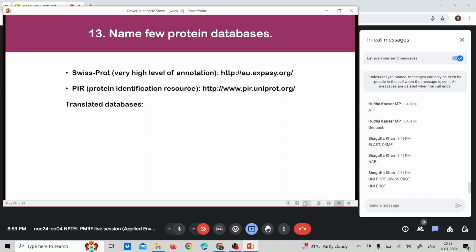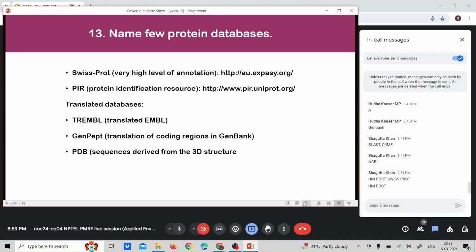You have something called translated databases. Here you have the translation data also in those databases, which includes TrEMBL, GenPept, and PDB. PDB is a very commonly used protein database. It's the Protein Data Bank. Whenever you search for a protein, or when you want to find the sequence or the structure, anything, you will most probably use PDB. And you would have heard people talking about the PDB ID of a particular protein.